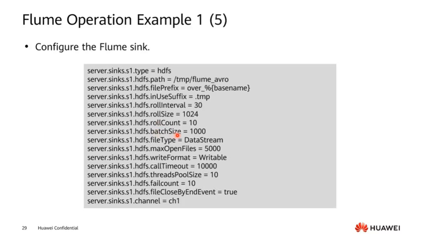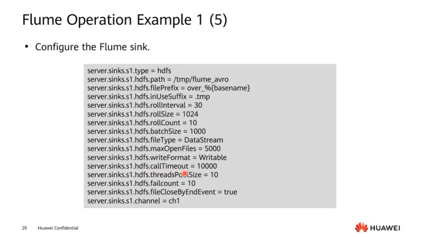Batch size indicates the maximum number of events that can be written to HDFS once, and please note that this number cannot be smaller than the transaction capacity of channel, otherwise all events would congest in channel and errors may occur. File type indicates the file format written to HDFS. Max open files indicates the maximum number of files that can be opened in HDFS. Write format indicates serialization mode of the serialized file written to HDFS. The value can be text or writable.